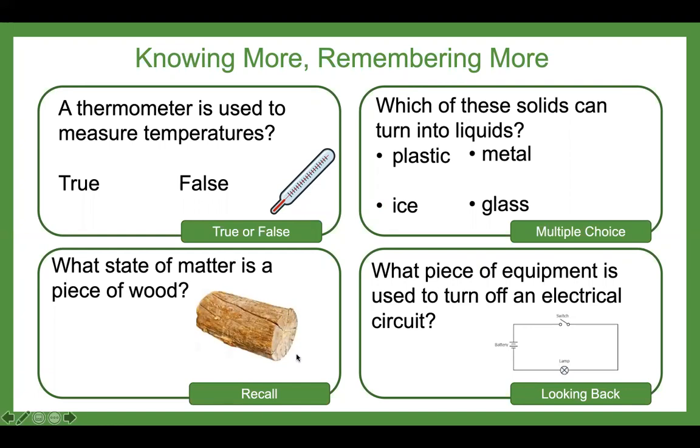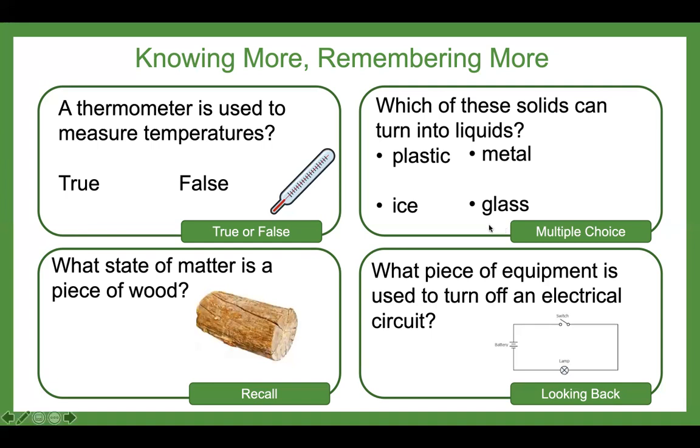The next one, what state of matter is a piece of wood? Is it a solid, a liquid, or a gas? Final question, what piece of equipment is used to turn off an electrical circuit? You can now pause the screen and go through your answers.